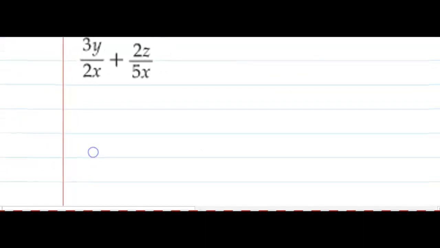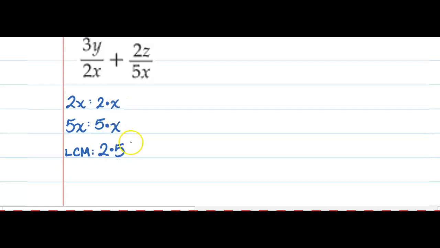So the first one, we have 2x and 5x. Let's come up with the least common multiple. This is a factor of 2 times a factor of x. This is a factor of 5 times a factor of x. So my least common multiple needs a factor of 2, a factor of 5, and then they each have one x. X never appears more than once. So my least common multiple is 10x.